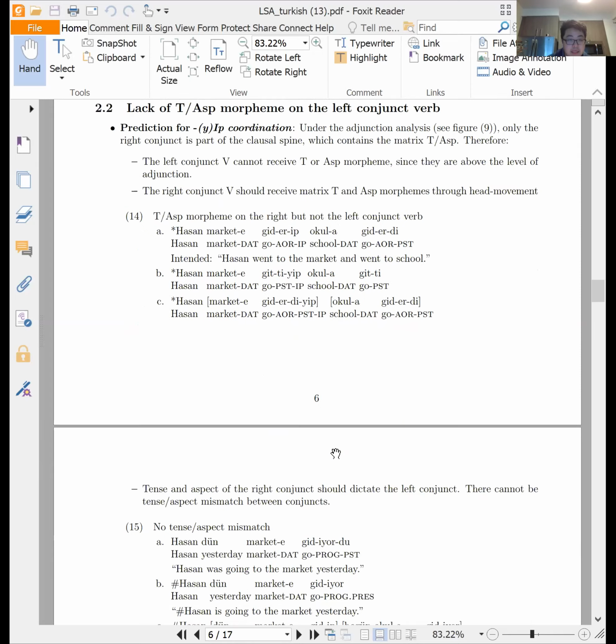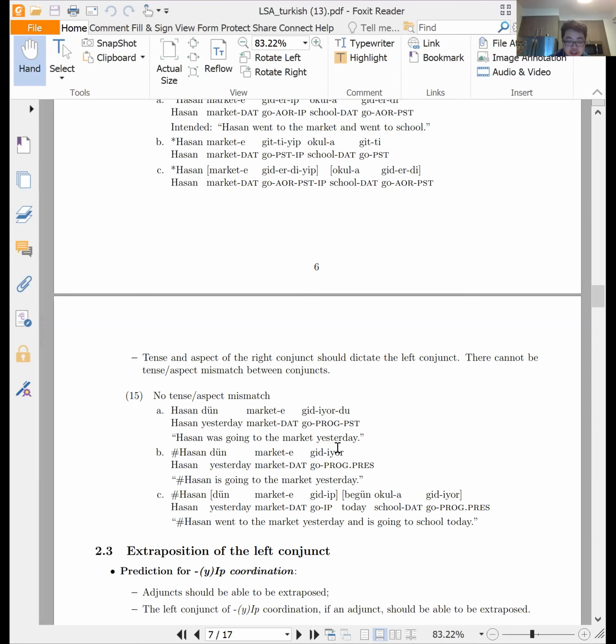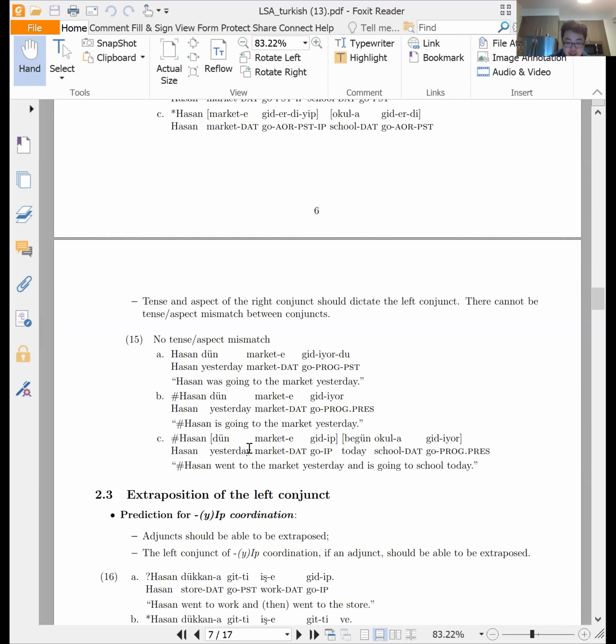And furthermore, the adjunction analysis also predicts that the tense and aspect of the right conjunct should dictate the tense and aspect of the left conjunct, since the right conjunct T and asp are the matrix T and asp that scope over both conjuncts, because the right conjunct is larger and basically encompasses the entire clausal spine. And this is true, as shown in 15. 15A and B show that the temporal adverb dun, yesterday, is compatible with the past progressive tense aspect, but not with the present progressive tense aspect. So 15A is okay, 15B is not okay. In C, we have an IP coordinate structure where dun is inside the left conjunct, even though there's no overt tense or aspect morphology present in the left conjunct. But the sentence is still infelicitous if the right conjunct tense and aspect is in conflict with the left conjunct adverb dun.